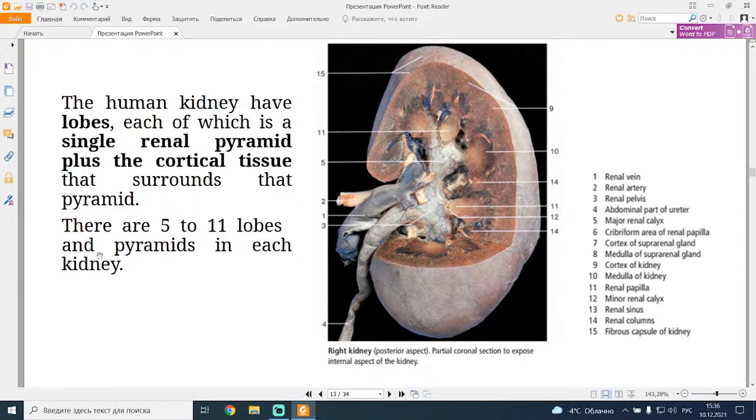The human kidney has lobes, each of which is a single renal pyramid plus the cortical tissue that surrounds that pyramid. There are 5 to 11 lobes and pyramids in each kidney. Lobes.